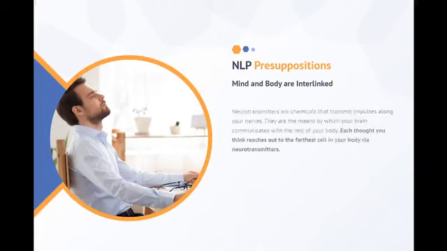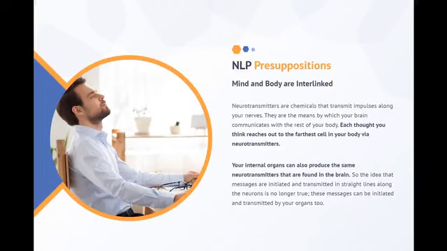Mind and body are interlinked. Neurotransmitters are chemicals that transmit impulses along your nerves. They are the means by which your brain communicates with the rest of your body. Each thought you think reaches out to the farthest cell in your body via neurotransmitters. Your internal organs can also produce the same neurotransmitters that are found in the brain. So, the idea that messages are initiated and transmitted in straight lines along the neurons is no longer true. These messages can be initiated and transmitted by your organs too.